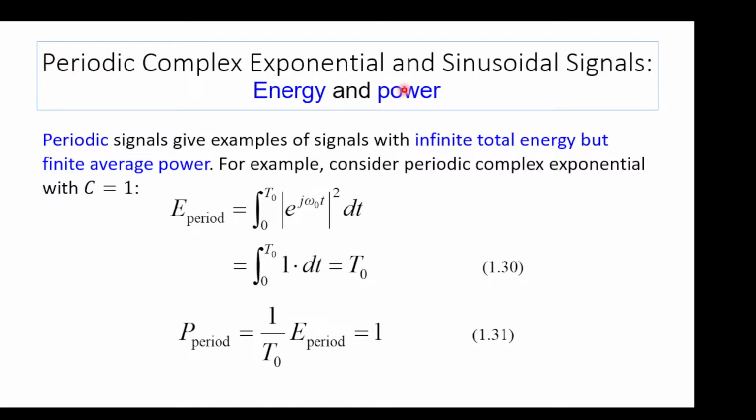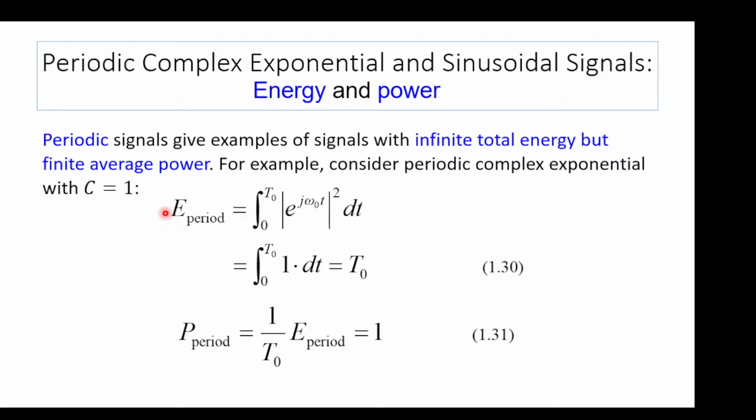This is not quite a concept, but something we talk about. What's interesting about the complex exponential and the sinusoidal signal is that most of the time they have finite average power, which means they have infinite total energy. Remember, instantaneous power is the absolute value squared. It's easier to see in the complex exponential: the absolute value is 1, and 1 squared is 1. So the power is just 1 if c equals 1, and power is always 1.